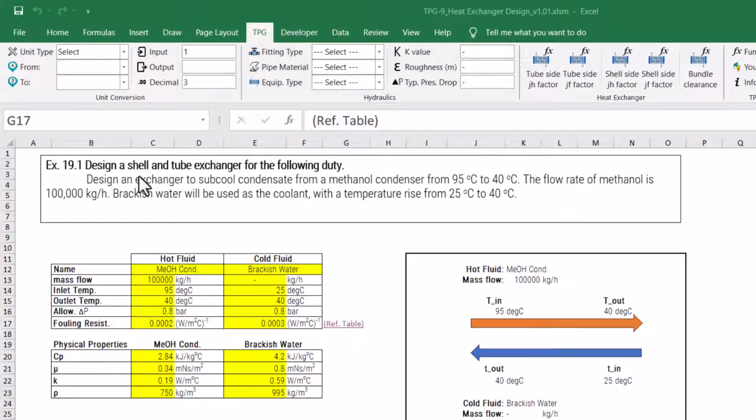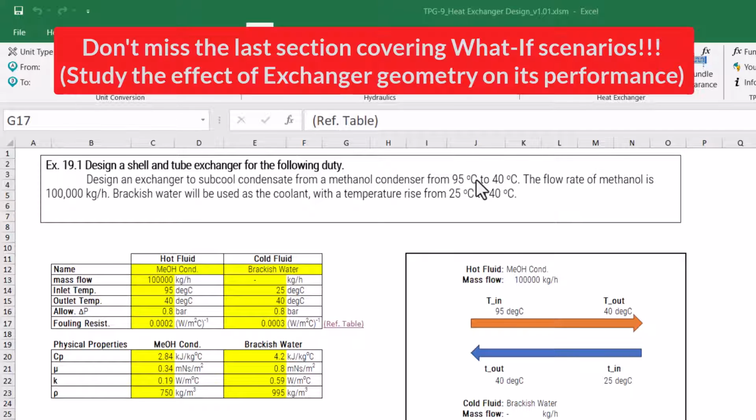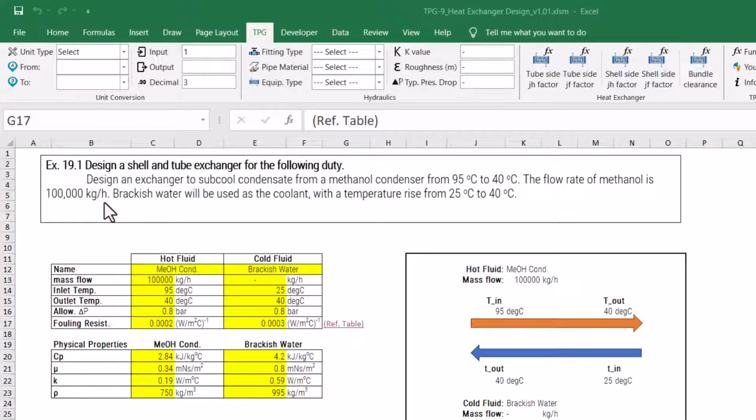Here we need to design a shell and tube heat exchanger for some process requirement. We need to cool down the methanol condensate that is coming out of the methanol condenser from 95 degrees centigrade to 40 degrees centigrade, and for design purposes we take the flow rate of methanol as 100,000 kg per hour. As the cold fluid, we would be using brackish water, and its temperature would rise from 25 degrees centigrade to 40 degrees centigrade. Here the flow rate of brackish water is not given to us, so we need to back calculate.